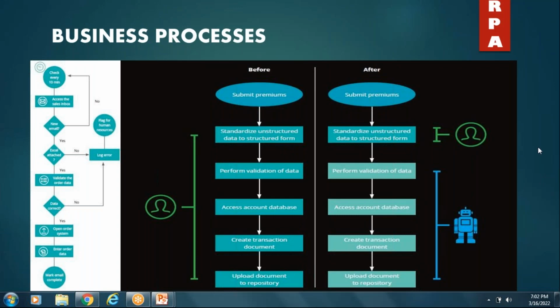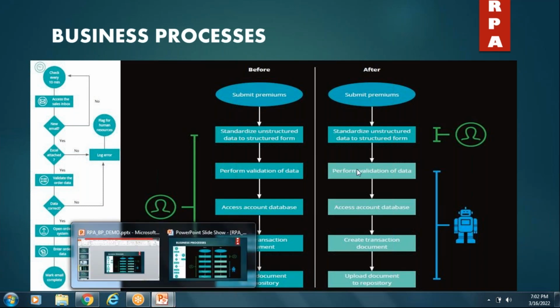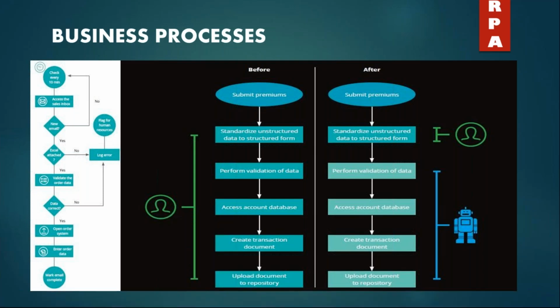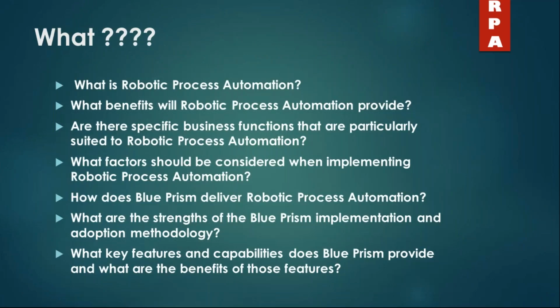Yesterday I discussed a few points regarding what RPA is, that is robotic process automation, and what key features we have. What is robotic process automation, and what benefits does it provide? What are the strengths of Blue Prism, how does Blue Prism deliver robotic process automation, what key features and capabilities does it provide, and what are the benefits of those features? All these points I discussed yesterday.